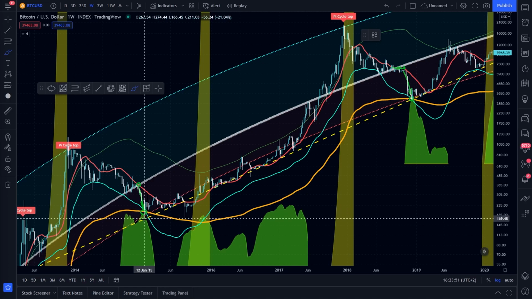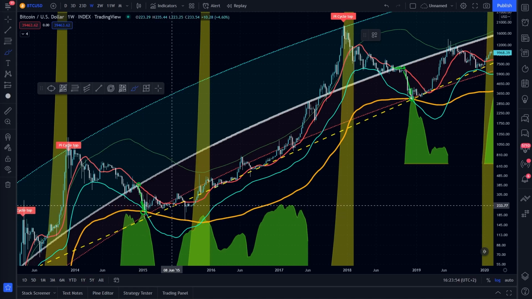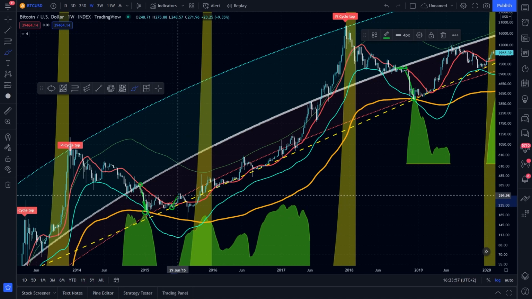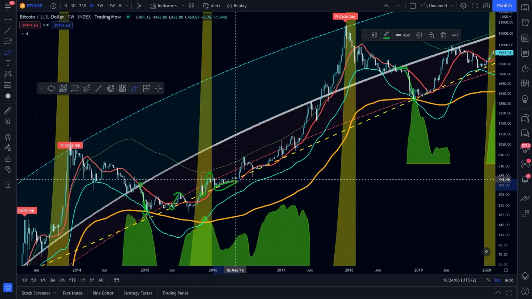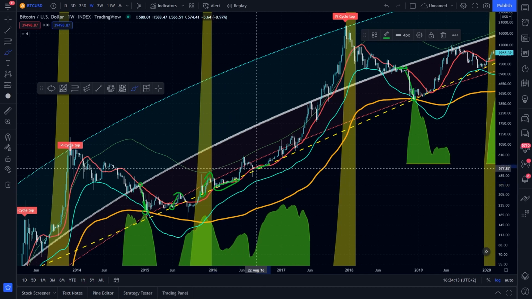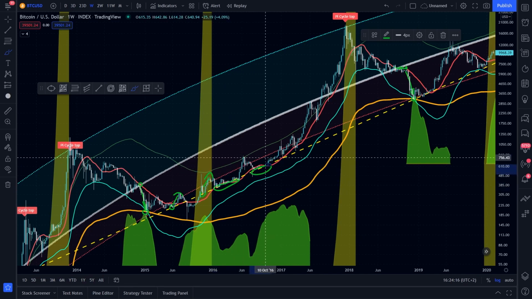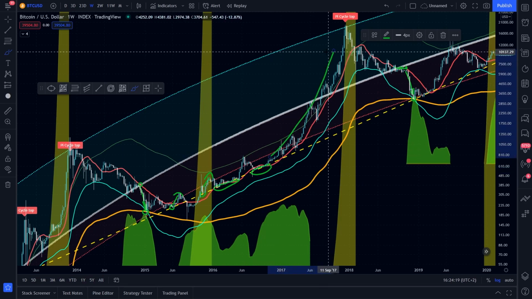As you can see, here it was Bitcoin bottom. After this, we tested the line, we had a move to the upside. Here we tested the line, we had a move to the upside. During this entire phase, we kept on testing this line again and again, and it held perfectly. Here again, it was the same thing before the legendary bull run of Bitcoin.